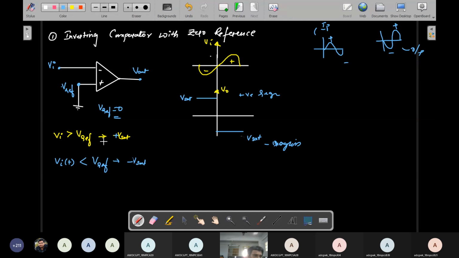Understand? In the previous case, I made a mistake and took the reverse direction. Sorry, now I'll correct it. If it is negative, you will see positive saturation. If it is positive, it will show negative saturation. So this is the first case. Please note everybody, and I'll move to the second case.